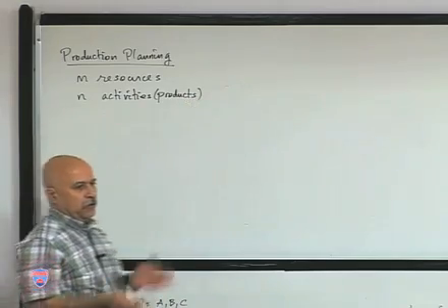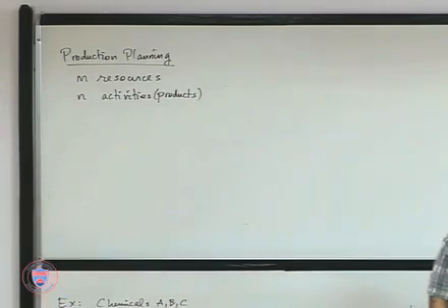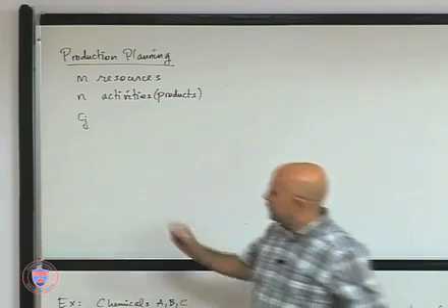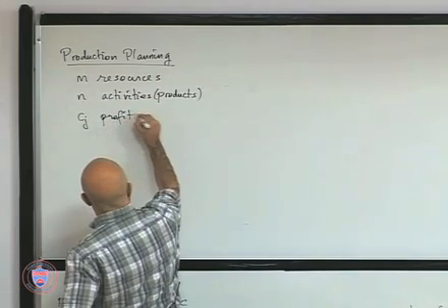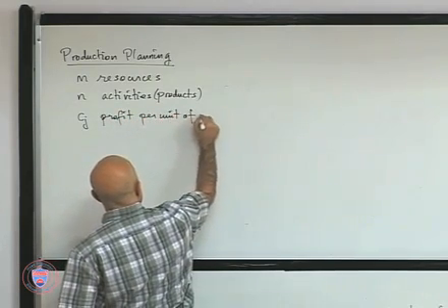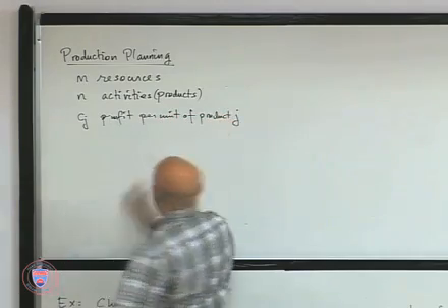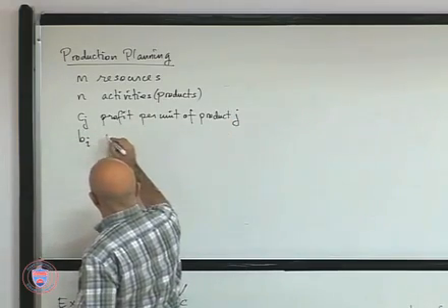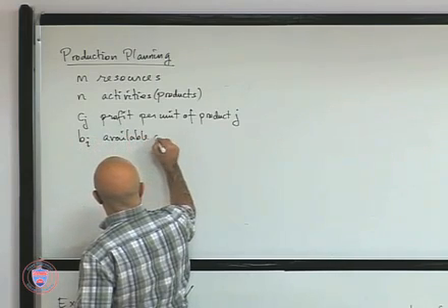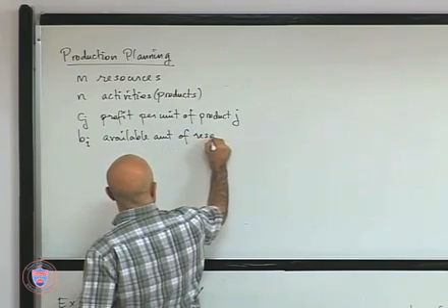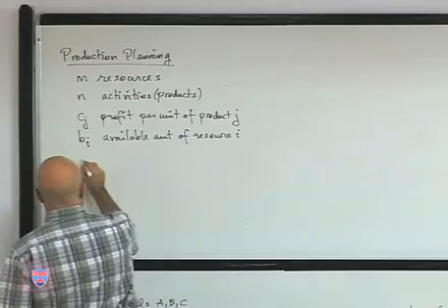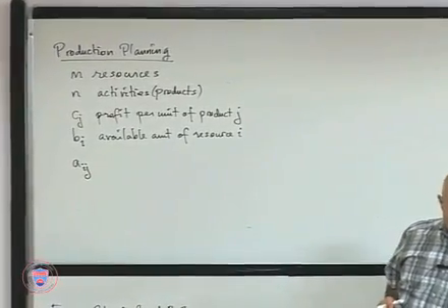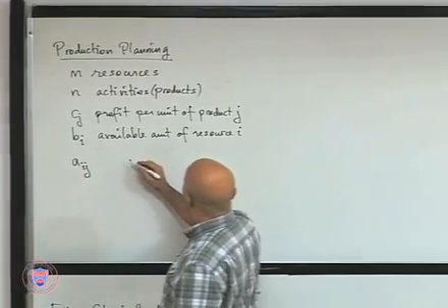Each activity or each product consumes a certain amount of the resource, and let's take Cj to be the profit level for product J. Of course, these Cj's are given numbers, and then let's take Bi to be the available amount of resource I. And Aij is the units of resource I consumed by 1 unit of product J.